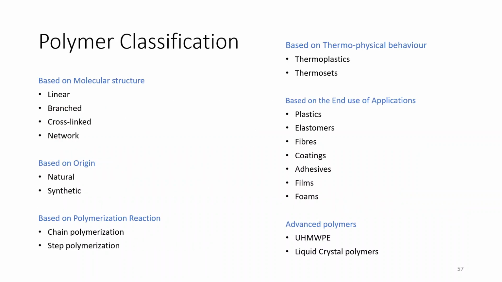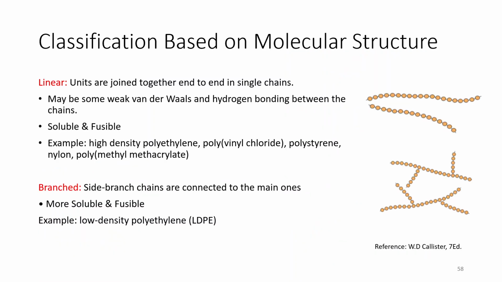Now these are the various classifications for polymers. Based on the molecular structure, they can be linear and branched. In the case of linear, the units are joined together end to end in single chains, and there may be some weak van der Waals and hydrogen bonding between two different chains. And these are soluble and fusible. Examples are high density polyethylene, PVC, polystyrene, nylon, PMMA, etc.